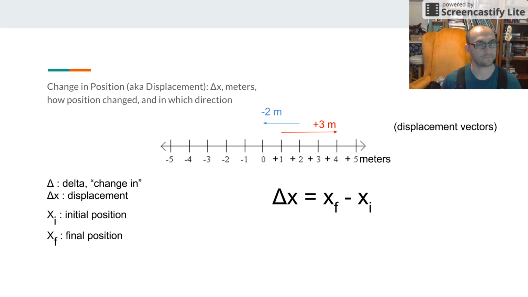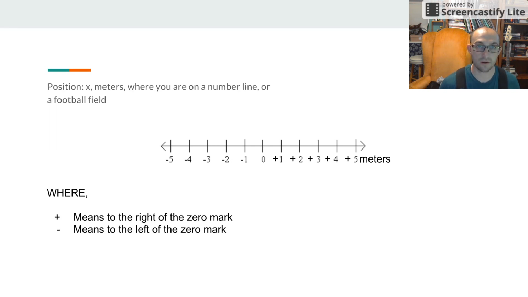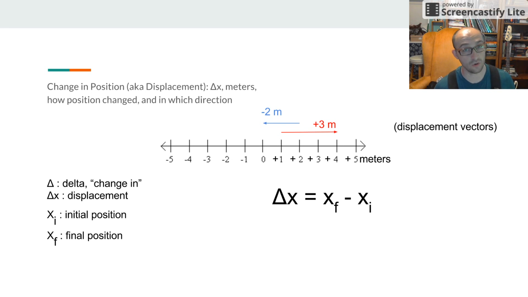All right, moving on. Now, the change in position is called displacement. We already had position. Now we're talking about how that position can change over time. We represent it with delta x, where delta is a little triangle. It's actually a capital Greek letter. Displacement, or change in position, is also measured in meters, and it can be defined as how your position changes from beginning to end. And it tells you which direction you went.